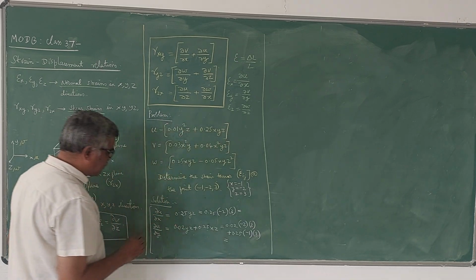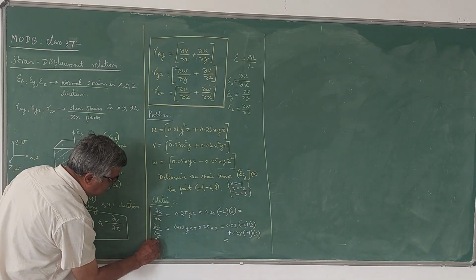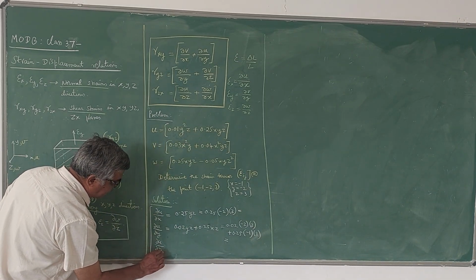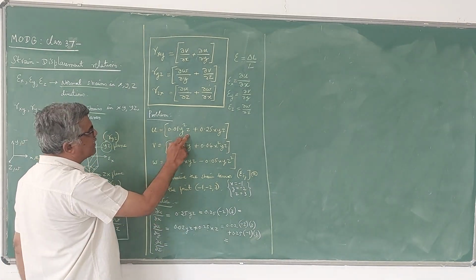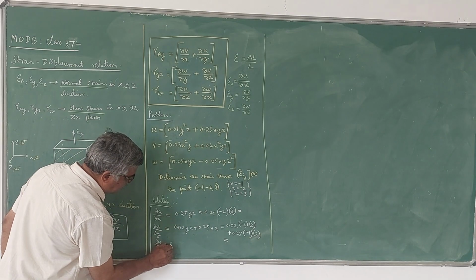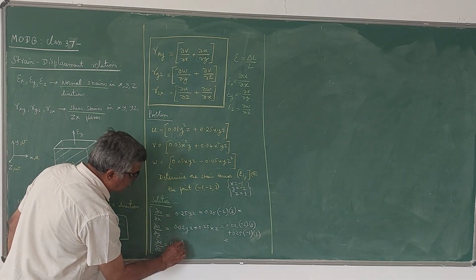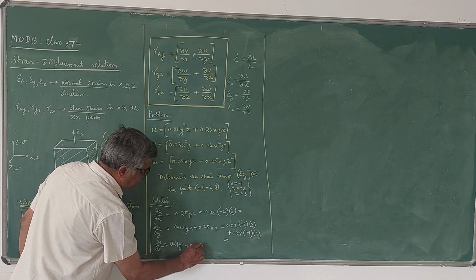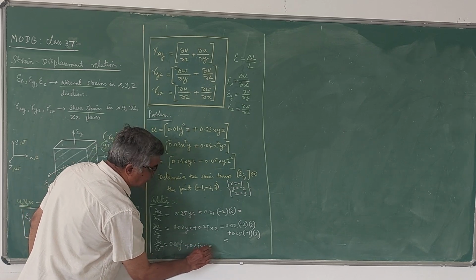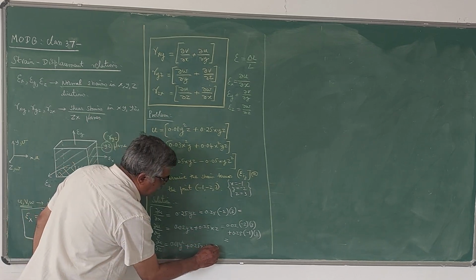So this is about ∂u/∂y. Next, ∂u/∂z. With respect to z we have to differentiate now, treating x and y as constants. So 0.01 y² will be there as the first term, plus 0.25xy will be there. Now substitute once again here.